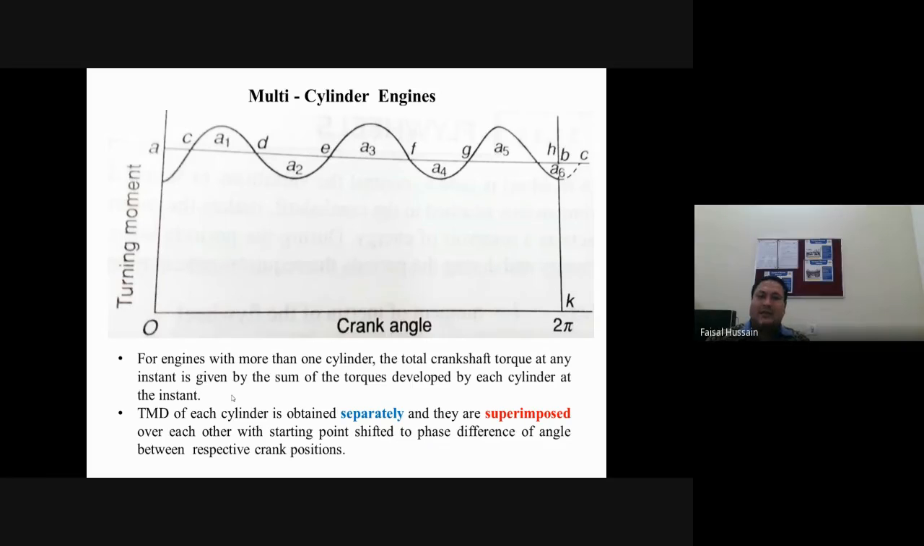In a multi-cylinder engine, there are a number of cylinders, and the T theta diagram of each and every cylinder is incorporated. After incorporating them, we get this type of T theta diagram. Generally, for engines with more than one cylinder, the total crankshaft torque at any instant is given by the sum of the torques developed by each cylinder at that instant. So basically, in the multi-cylinder turning moment diagram, the turning moment diagram of each cylinder is obtained separately, and then all the turning moment diagrams are superimposed over each other, with the starting points shifted by the phase difference of angle between the respective crank positions.